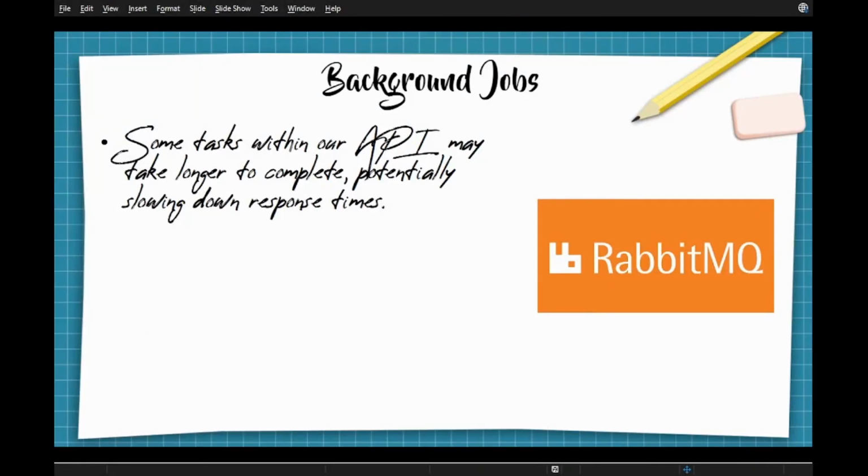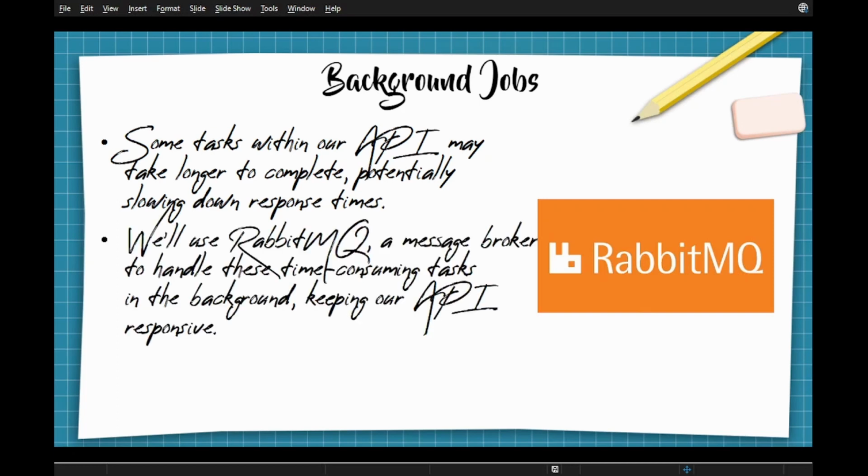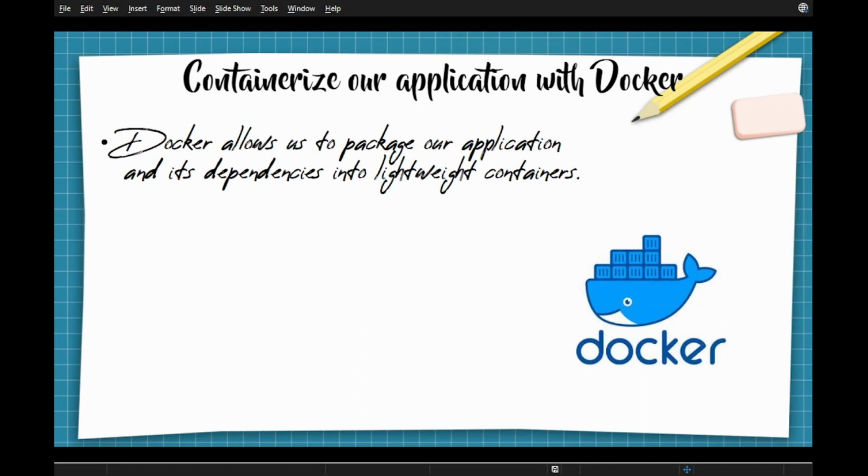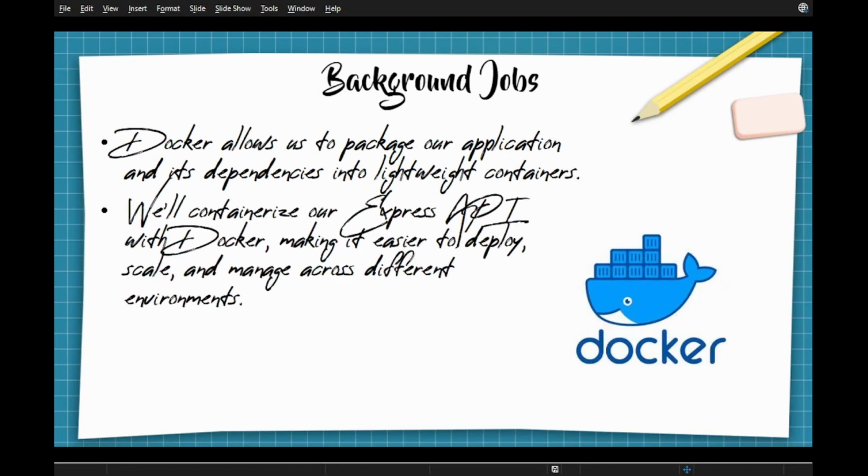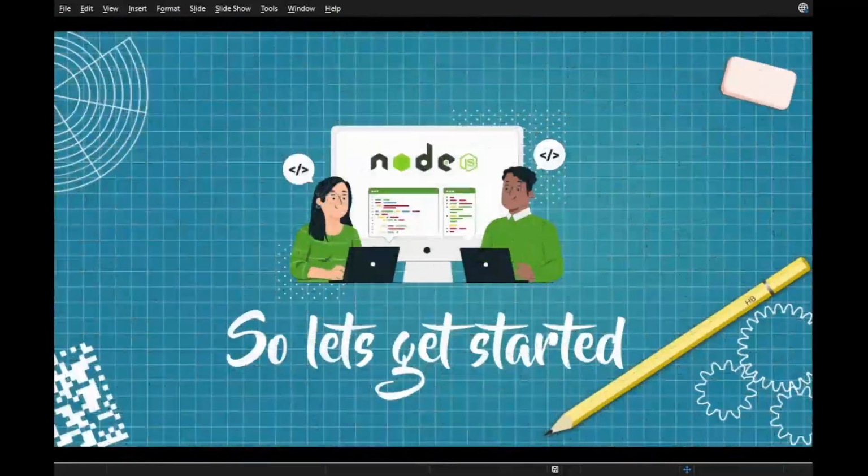So some tasks within our API at this point may take longer to complete, potentially slowing down the response time of our API. We shall use RabbitMQ, which is a message broker, to handle these time-consuming tasks, keeping our API responsive. And lastly, we shall use Docker to containerize our Express API, making it easier to deploy, scale, and manage across different environments. So that is it.